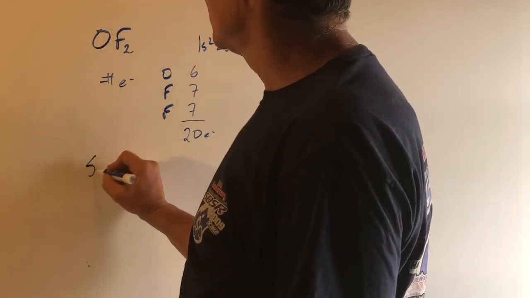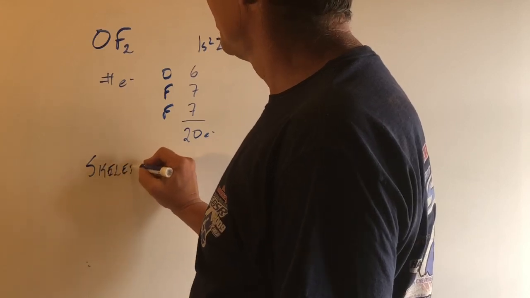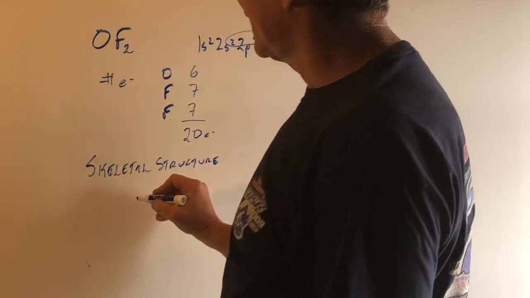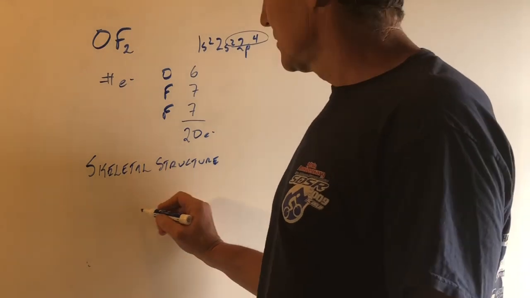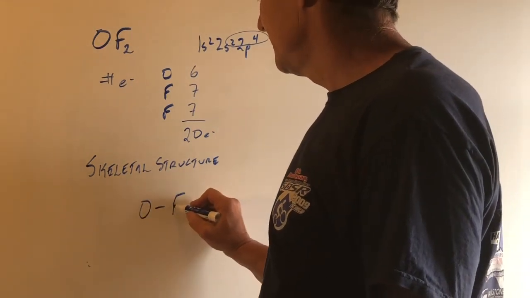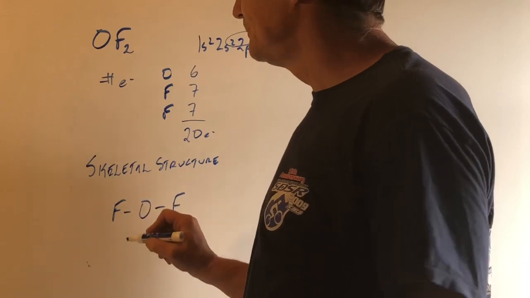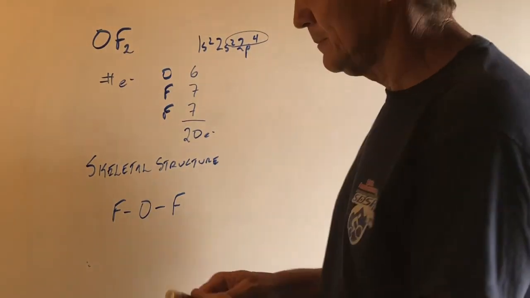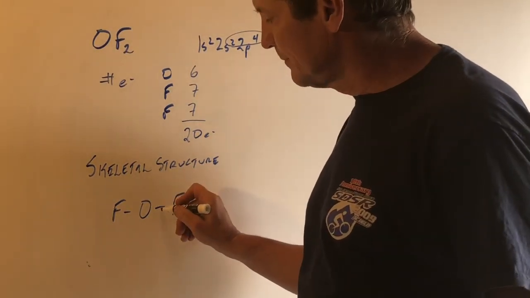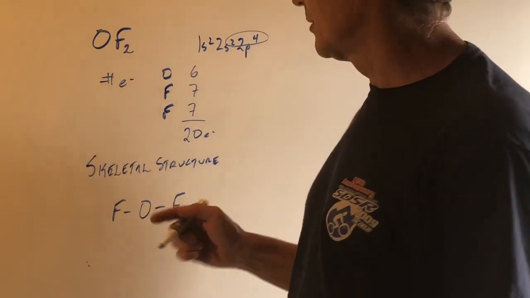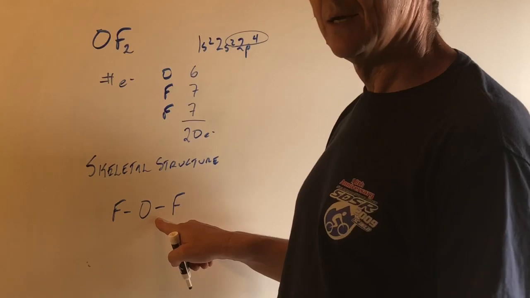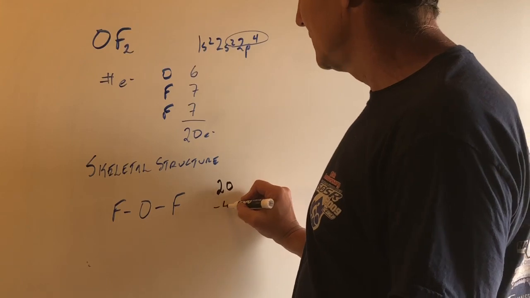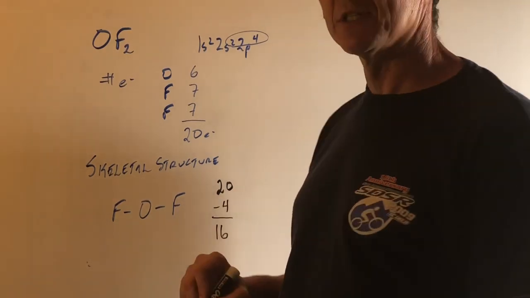Then I do some sort of a skeletal structure. And I might not know exactly what happens, but nature likes symmetry, so most likely I have oxygen in the center and the fluorines outside of it. Okay, at this point I have shown the atoms, and I have these bonding pairs kind of being used up already. So these electrons, 2 here and 2 here, are 4 of these 20. So at this point I might just say, well, I had 20 electrons, I've taken away 4 for bonding, I have 16 left to spread around the atom.